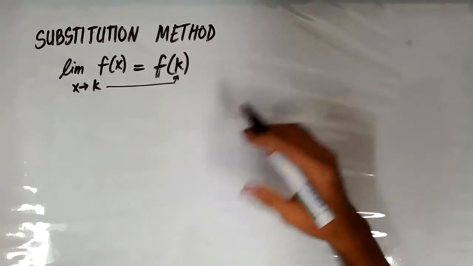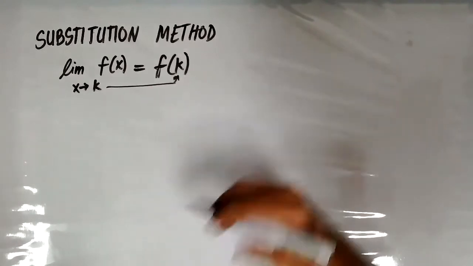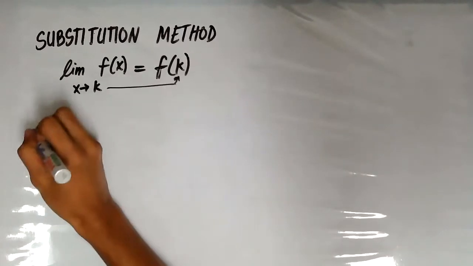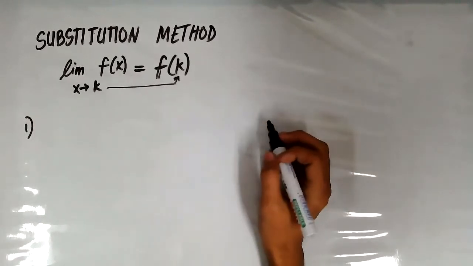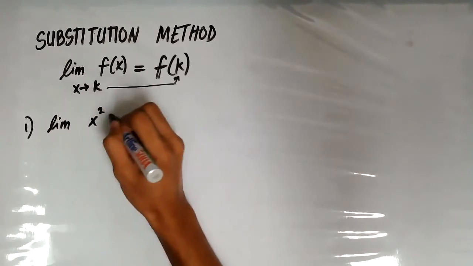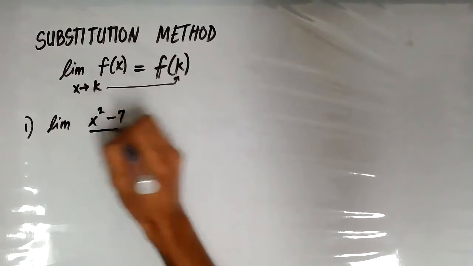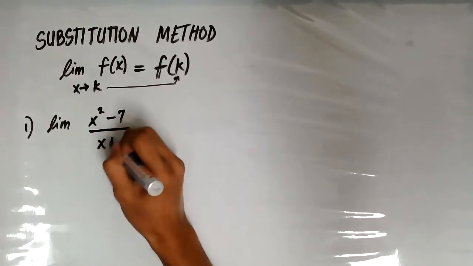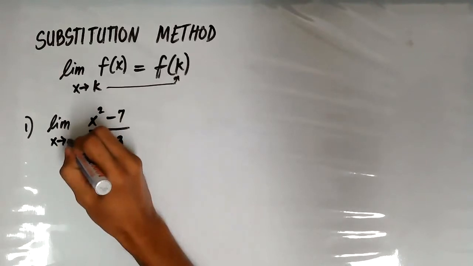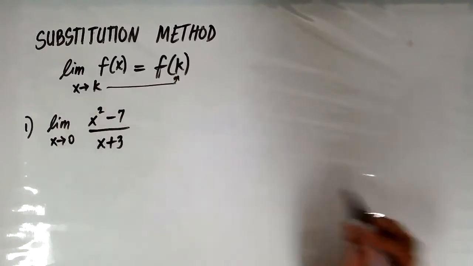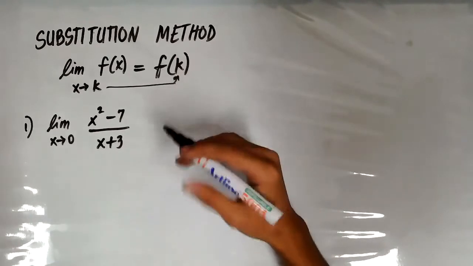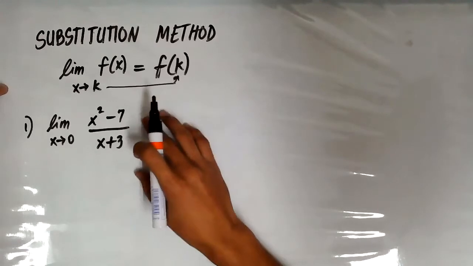Now, when we evaluate the limit, we simply substitute x by its value and simplify. So, let's start with an example. If we're going to get the limit of x raised to 2 minus 7 all over, let's say, x plus 3, as x approaches the value of 0. We have here a rational function, and we're going to use the substitution method in order for us to get the limit of this limit problem.